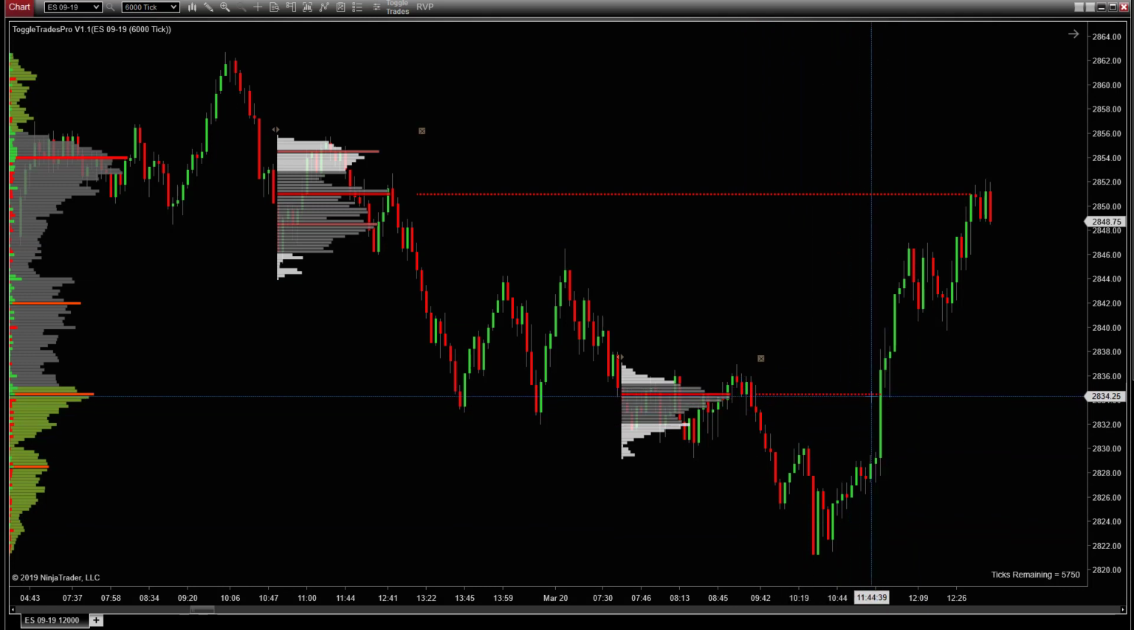It did push through, but it came back and found support on it, and it took off from there. That's just that reversal of support and resistance, right? This should have been resistance. It went through, became support, and took off.